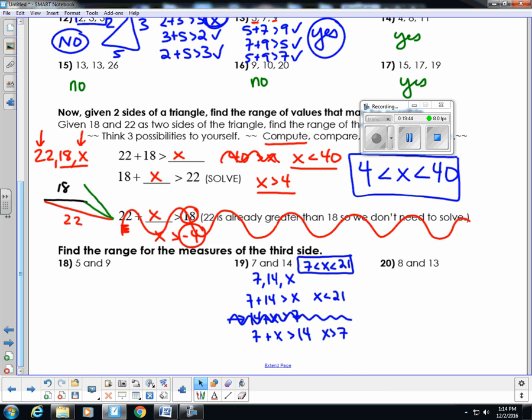Take a second and try 18 and 20. See if you can get the answer. Pause the video. Okay, take a look at 18 and 20. If you've got any questions, don't hesitate to ask.